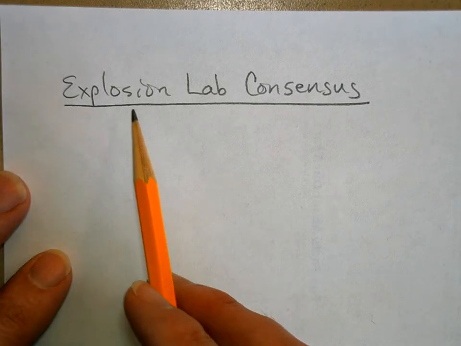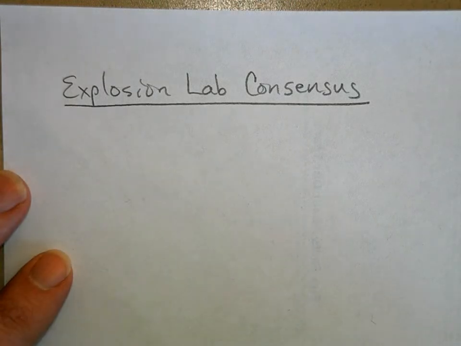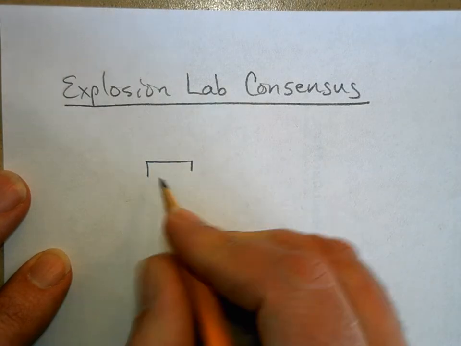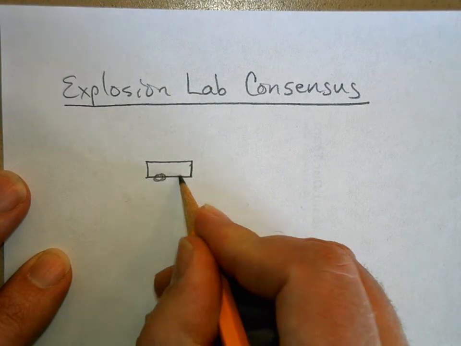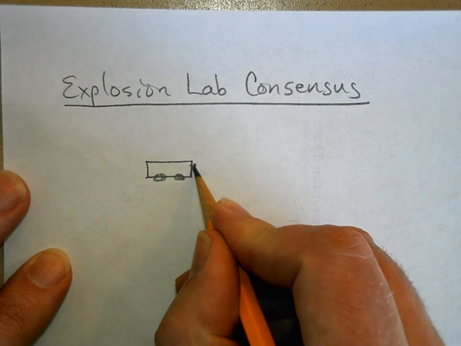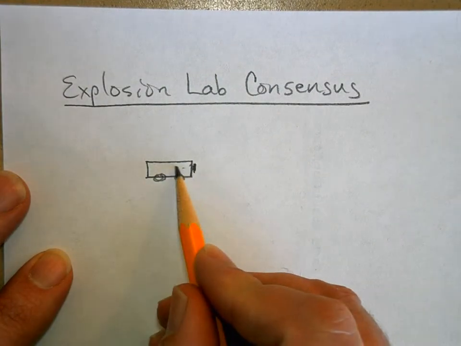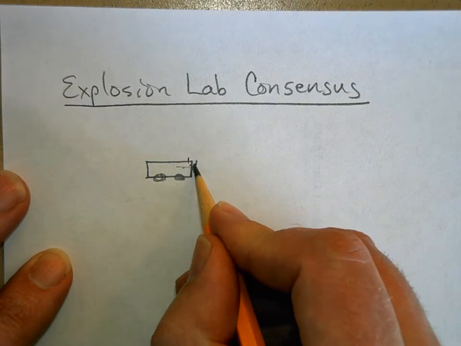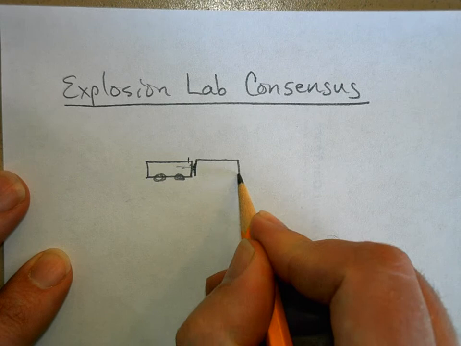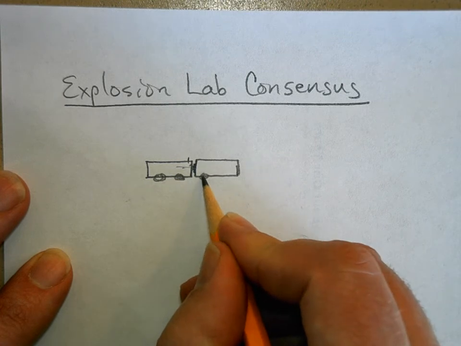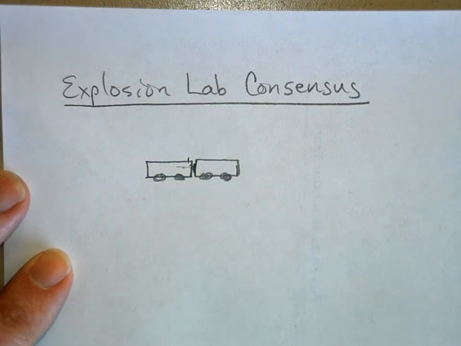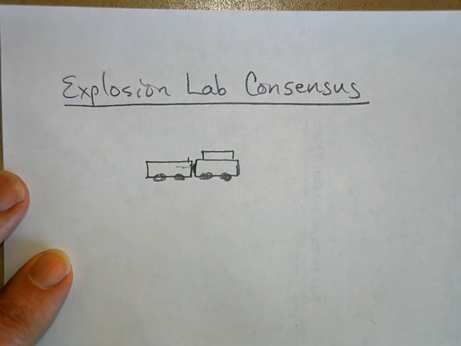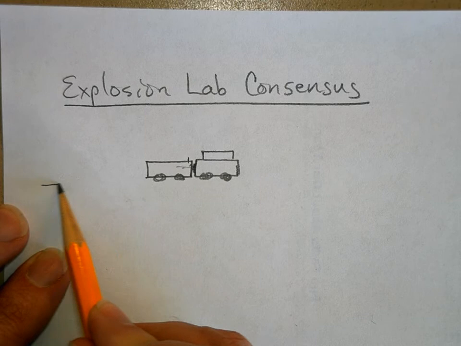So let's do the consensus for the explosion lab here and see what it really means. Well, remember, here's what we had. We had a little car on a track, and this car had a little spring-loaded plunger right here, and it had a little trigger right here, and then we put it right up against another car. Okay, and it had a whole bunch of mass in it. And we put these on a track.